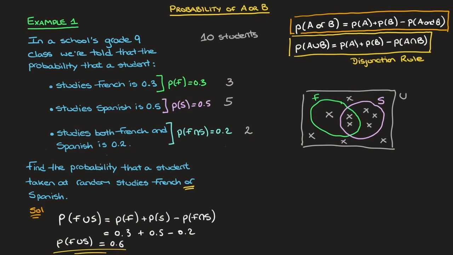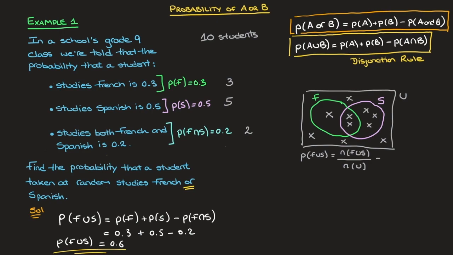Now, one way of calculating the probability of F or S occurring would be as follows. We could state that the probability of F or S is equal to the number of elements or students inside the union of F and S, so F union S, divided by the total number of elements or students inside our universal set. And when I speak of the number of elements inside the union of F and S, it means the total number of X marks we see here inside the 2 sets F and S combined. So that would be 1, 2, 3, 4, 5, 6.